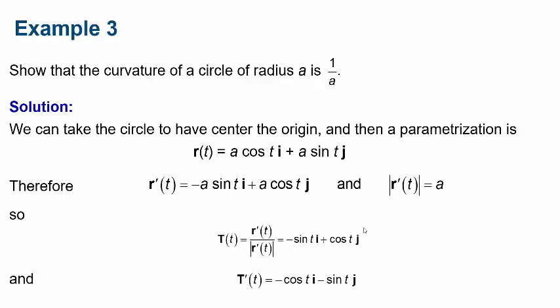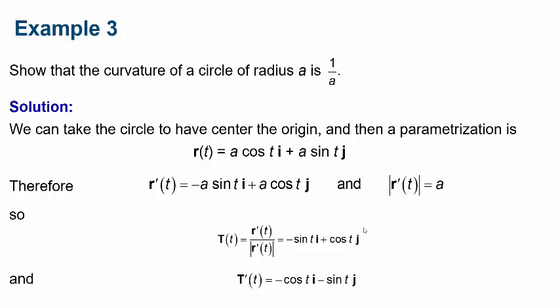Let's do one example real quick. Let's show that the curvature of a circle of radius a is just equal to 1 over a. We take the circle centered at the origin, and the parameterization is the following: r(t) equals a cos t i plus a sin t j. That's just in 2 dimensions because we're only talking about a circle, not a sphere.